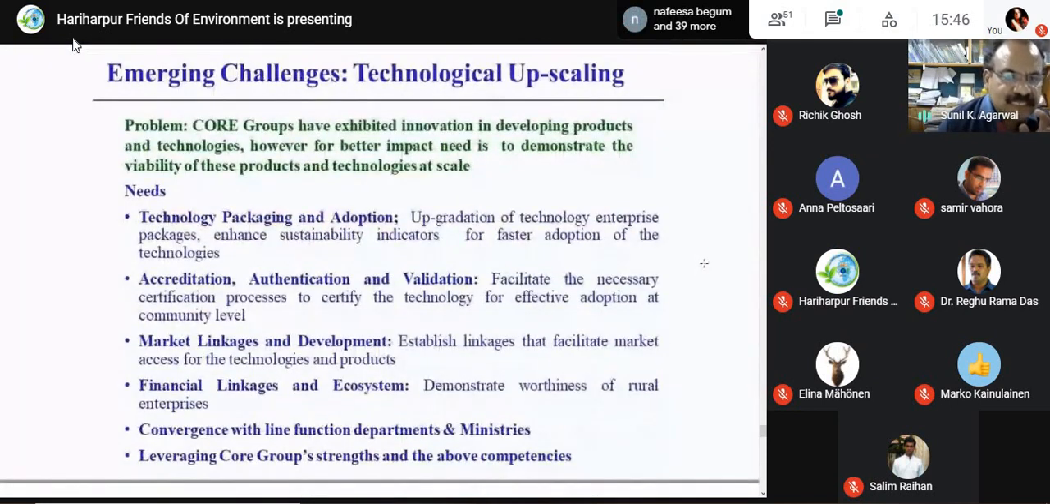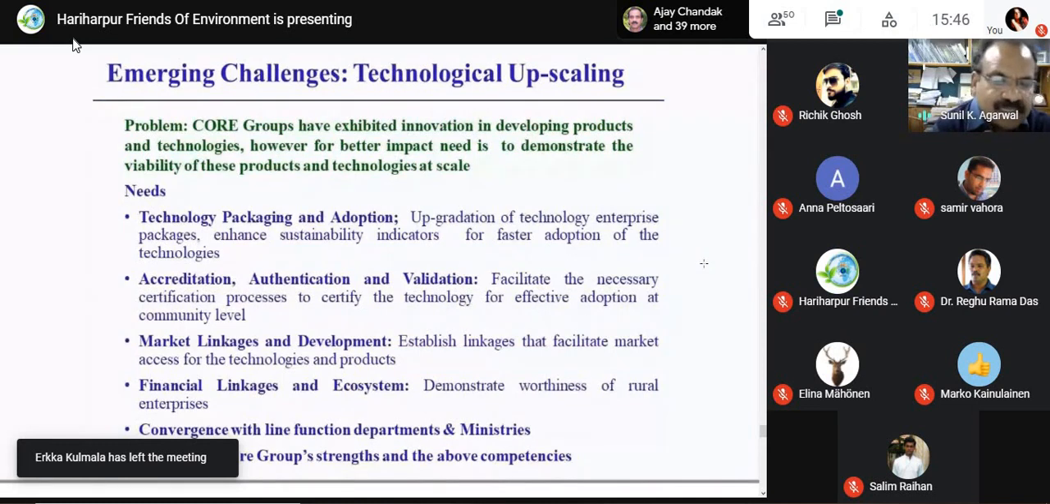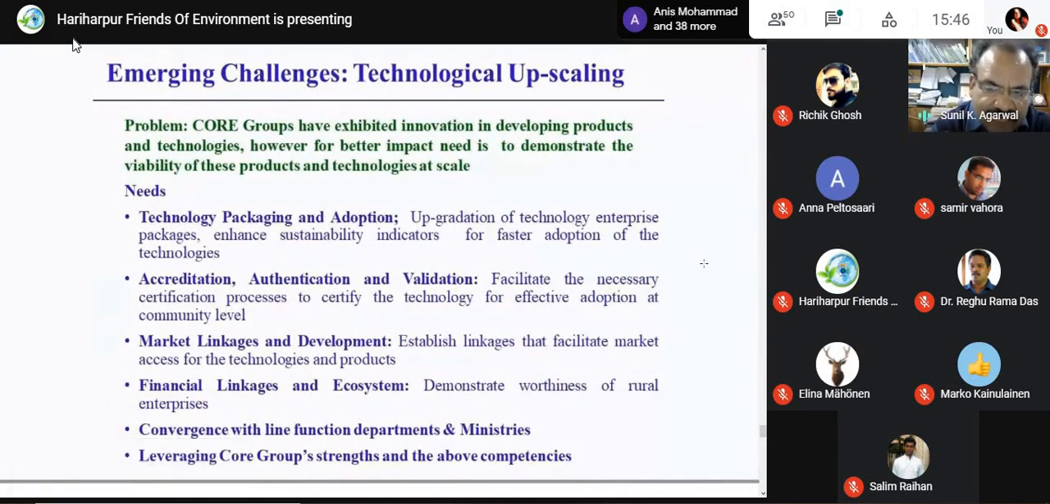So these are some of the challenges when these groups or the volunteer organizations are working, and that we are trying to address through another platform: technology packaging, accreditation, and validations. And of course, financial linkages are there to demonstrate worthiness of rural enterprises through such innovations. That's what InSIC is coming forward with in the energy sector. And one of the core groups, Mithniketan, is being supported. And I think Raghu is presenting the details about the work carried out by them.